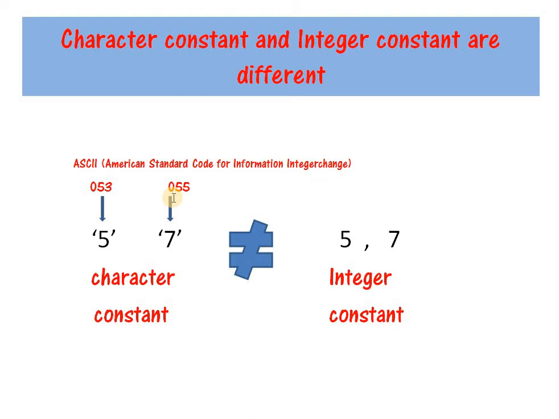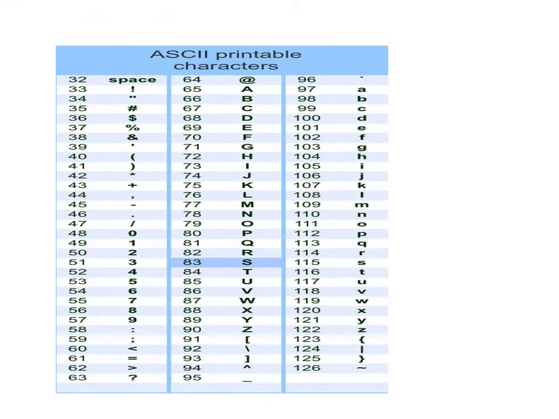If you have a machine and that machine is working on ASCII values, then you have to write the program for character constant in ASCII values. Let's see the chart of ASCII values. This is the chart of ASCII values which we use in our character constant. Now let's see some examples.